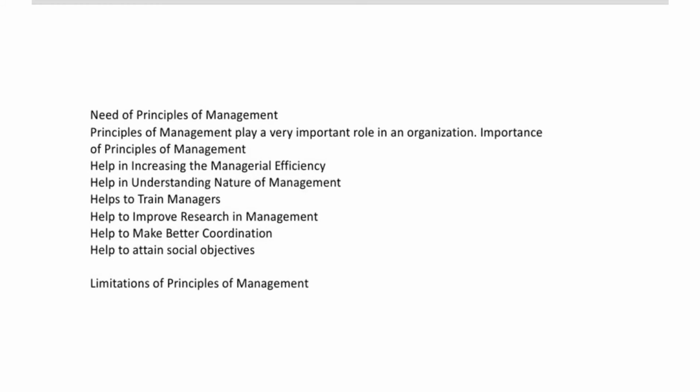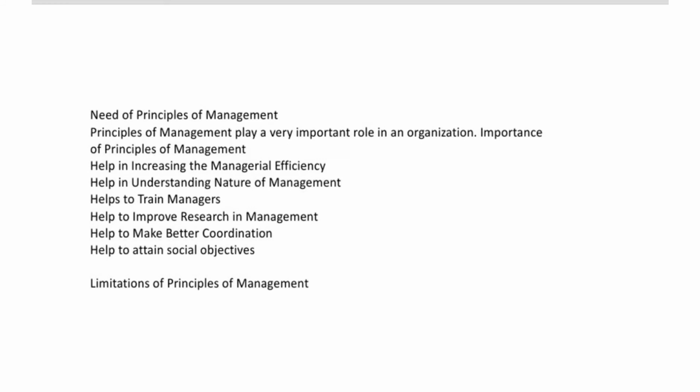And not only that, in future also these principles can be used by the younger generations. We can train them in these principles such that they can perform better. And it helps to improve research in management. Through these principles of management, we can develop innovative ideas and techniques through which the organization can set its targets and visions. The knowledge gained through these principles helps the manager to conduct more research in the management field.